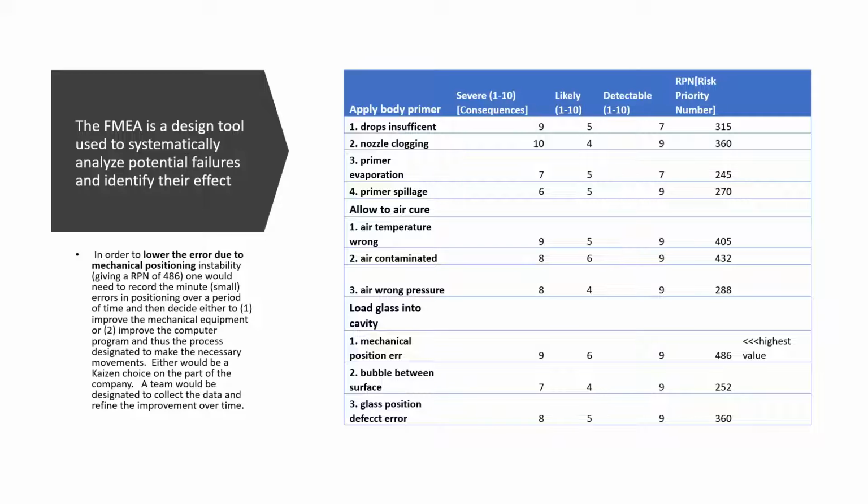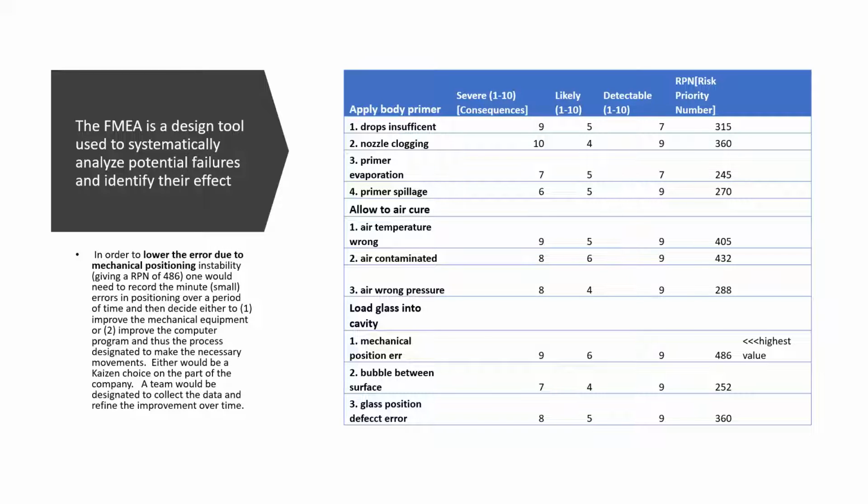All right, the categories that are shown here are apply the body primer, allow air to cure, load glass onto the cavity, all right? And there were several others, but it was loading glass onto the cavity that actually produced the highest RPM. Now the question is, how do we lower that number?